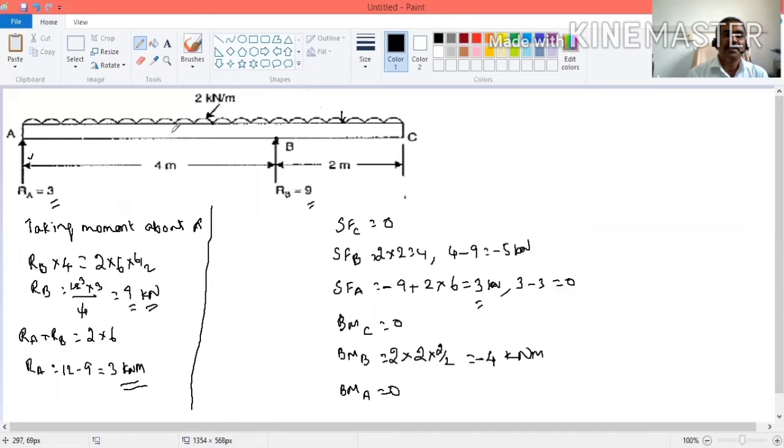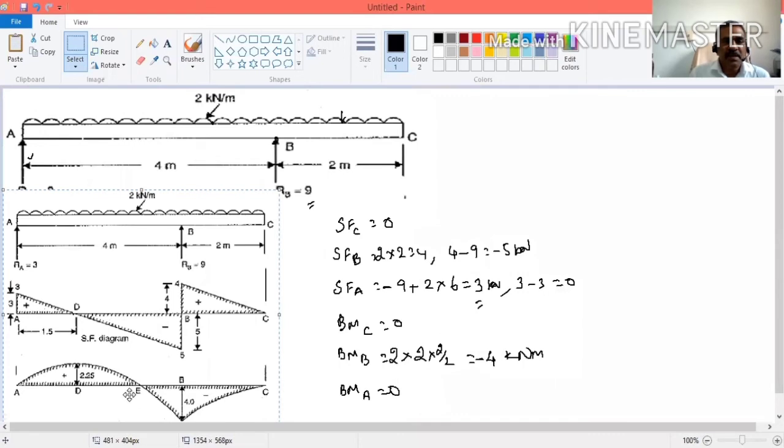Because here the shear force sign changes. I already told you, whenever there is a change in shear force, that point will be subjected to maximum bending moment most of the time. So you have to calculate bending moment at this point also. Let us calculate. First you see the shear force and bending moment diagram.